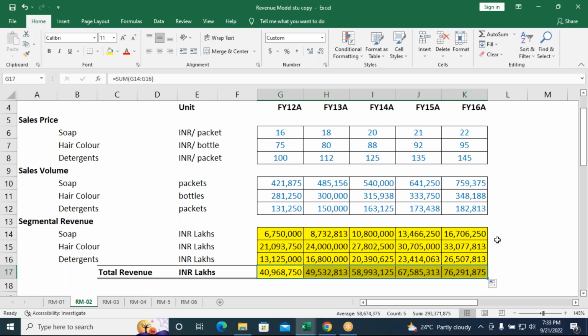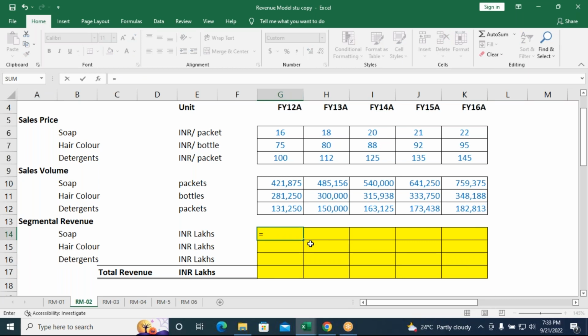But try to understand the question what they have asked. So it should be mentioned in INR lakhs. So the calculation what you have put is absolutely right, but this has to be shown in lakhs. So how we are going to do that means is equal to, select the cell into the volume, the price into quantity divided by 10 to the power of 5.